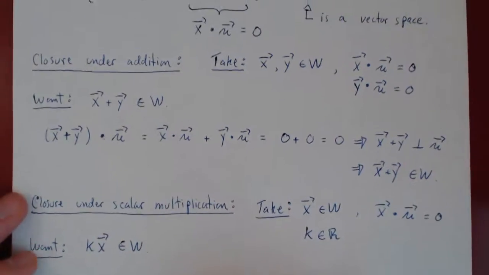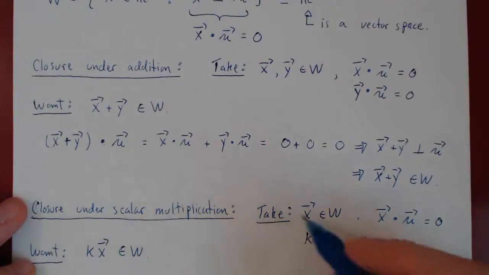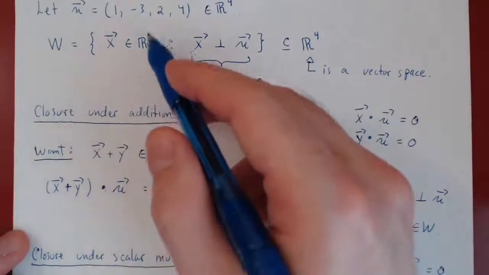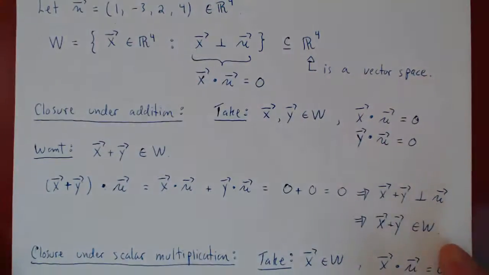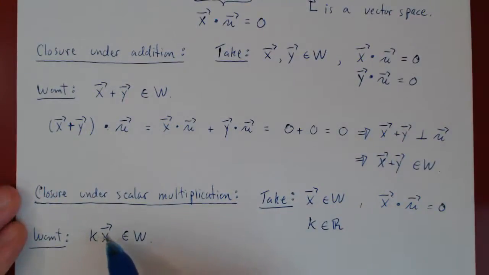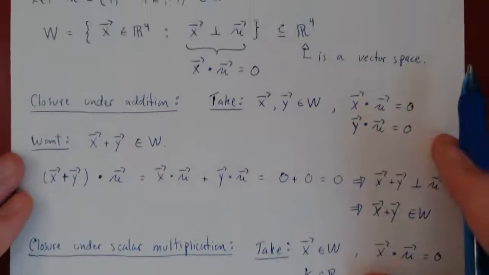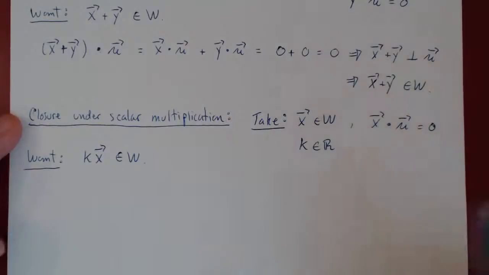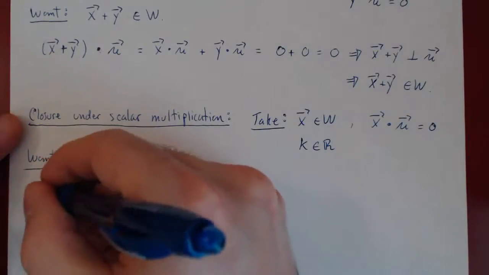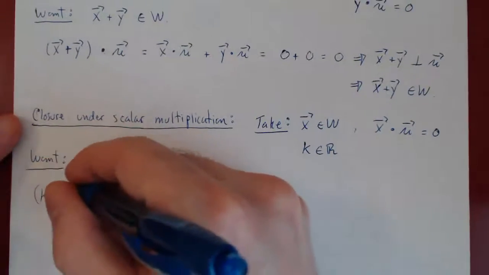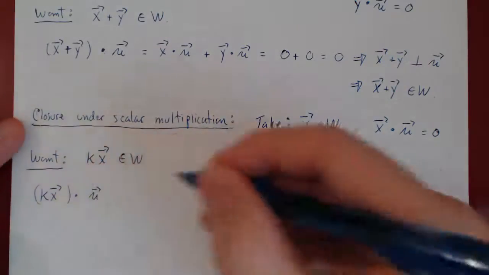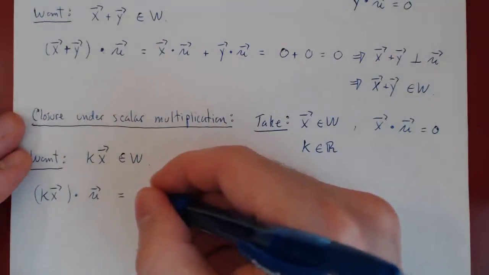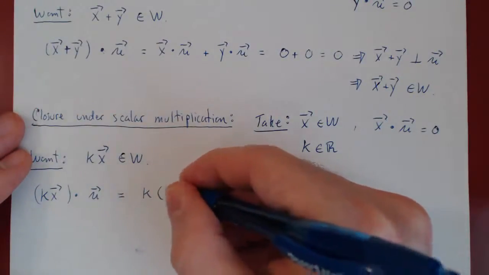Well, if x is a vector in W, x is a vector in R4, and clearly any multiple of a vector in R4 is also a vector in R4. So clearly the vector kx is in R4, but we have to show that it is perpendicular to u. Well, let's consider therefore the dot product between kx and vector u. Properties of the dot product, we can factor k outside. This is the same as k times x dotted with u.